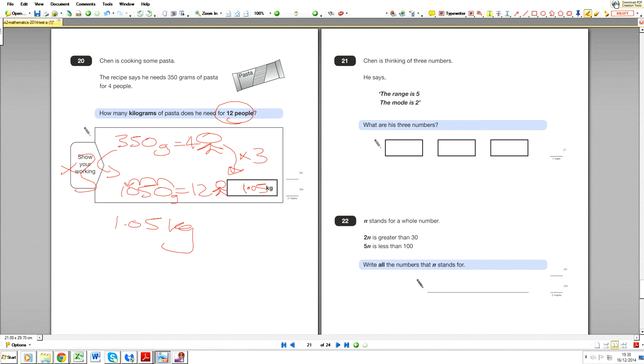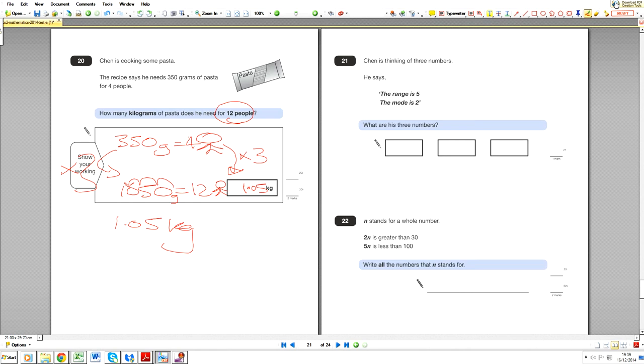Okay, 1.05. You put the point in there. If you didn't put the point in there, it's wrong. You get 1 mark for the grams being correct. Okay, yeah, as for kilograms, you give your answer in grams. Okay, next, number 21.